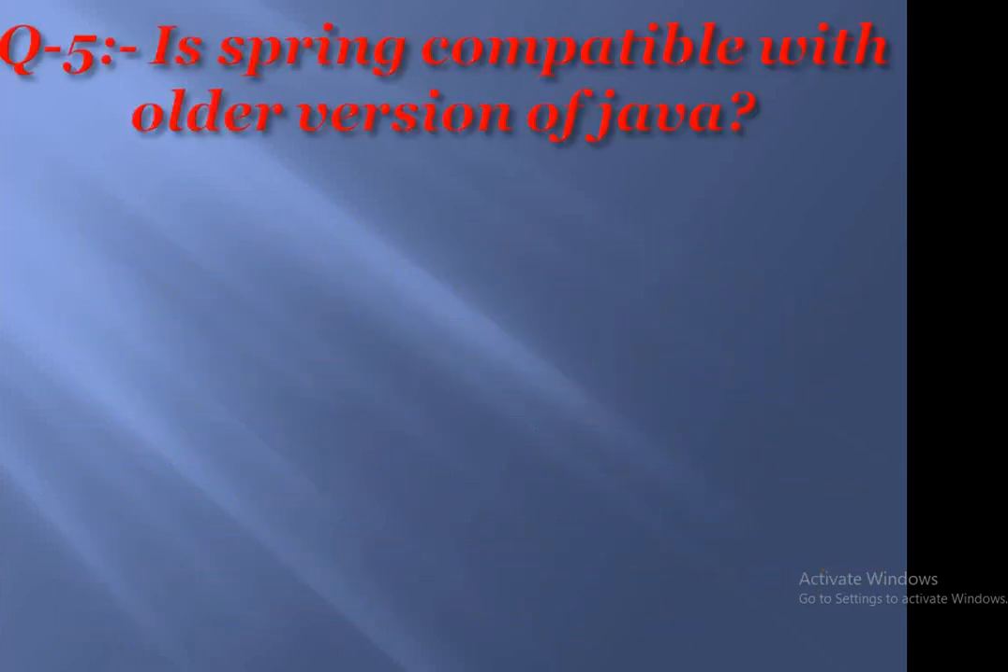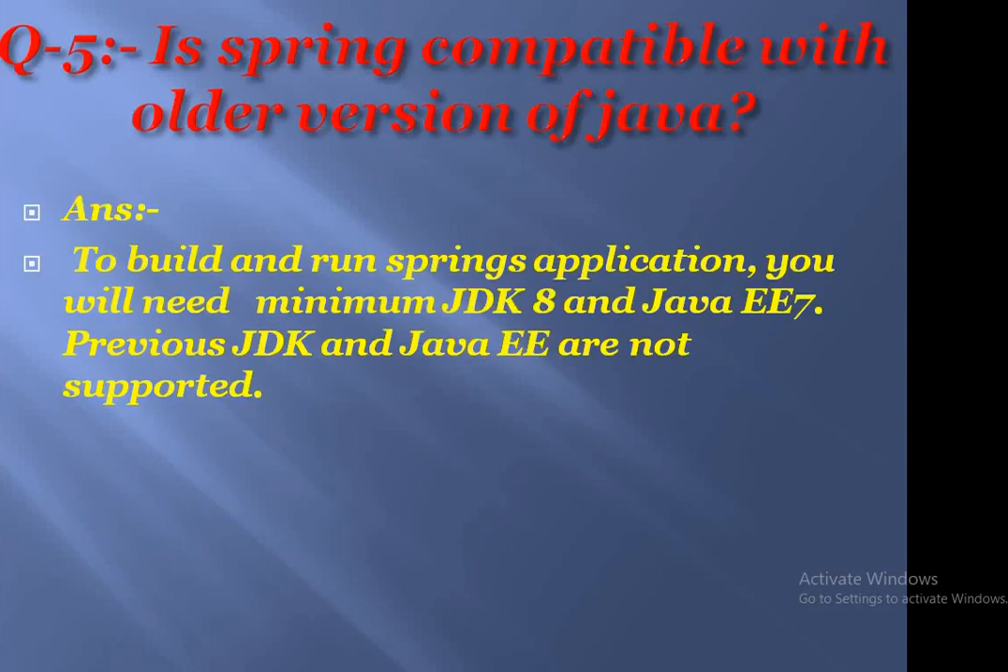Is Spring compatible with older versions of Java? To build and run a Spring application, you will need a minimum of JDK 8 and Java EE 7. Previous JDK and Java EE versions are not supported. So older versions of Java before Java 8 are not supported in the Spring framework.